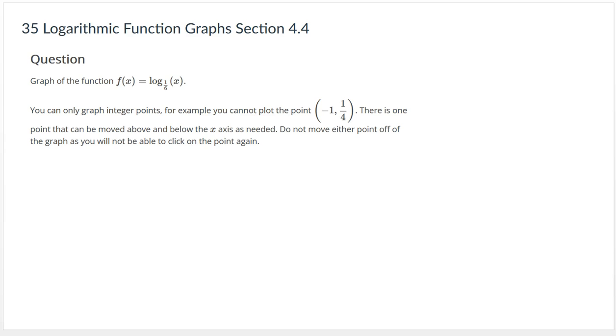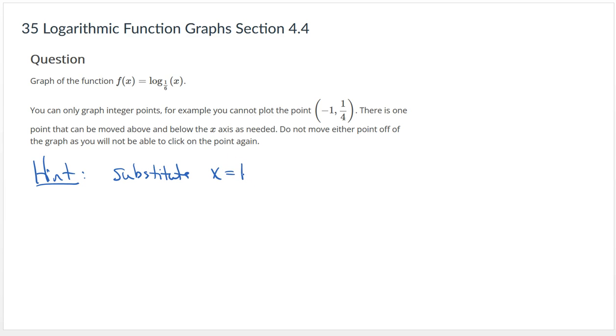So in this particular problem, they want us to graph the function log base 1/6 of x. Now, anytime you're graphing logarithms, I have some hints for you. The first hint is substitute x is equal to 1.